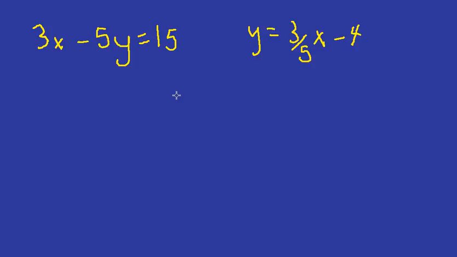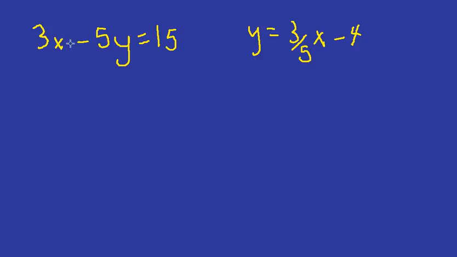Well, the way you determine that, you basically solve both for y, put them in y equals mx plus b form, and find out what your m is, which represents slope. If the slopes are the same, it's parallel. If the slopes are negative reciprocals of each other, it's perpendicular. And if it's neither, it's neither.